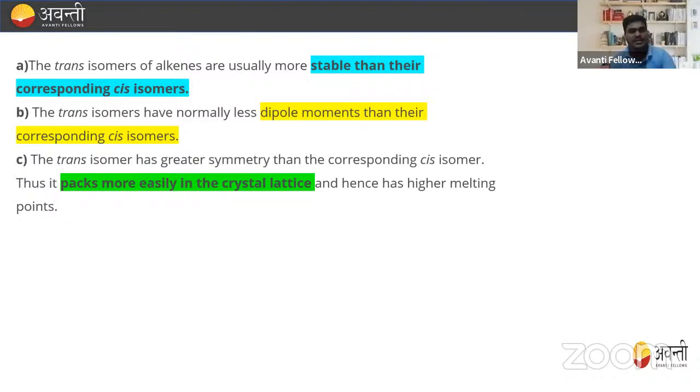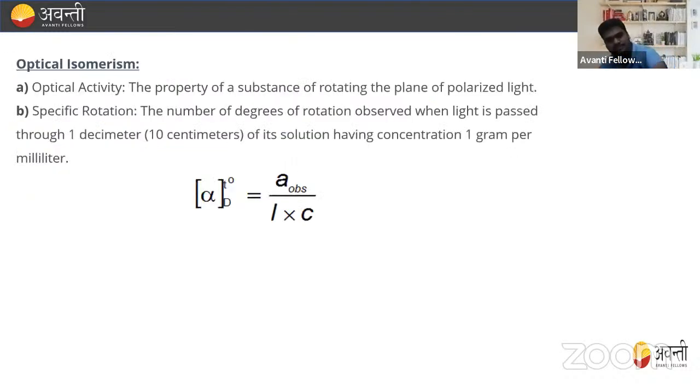Now, the trans isomer has greater symmetry than the corresponding cis isomer, right? And thus it packs more easily in the crystal lattice, hence has a higher melting point. So we can say that the trans isomer possesses a higher melting point. Why? Because the trans isomer has greater symmetry than the corresponding cis isomer, so it packs more easily in the crystal lattice and hence has a higher melting point.